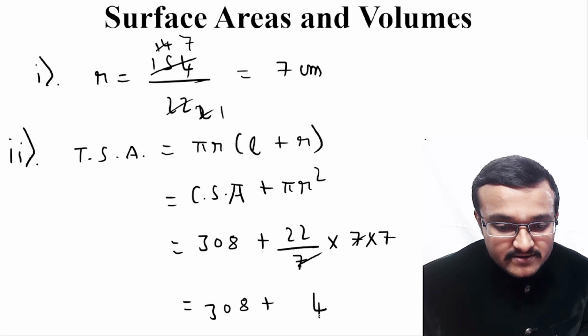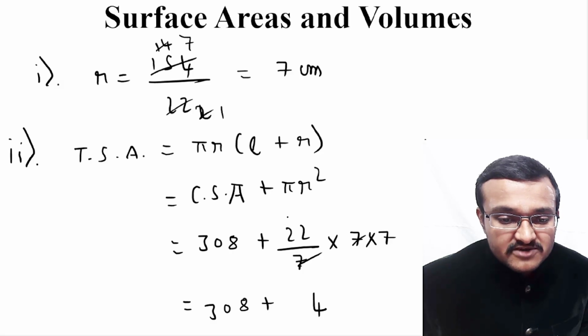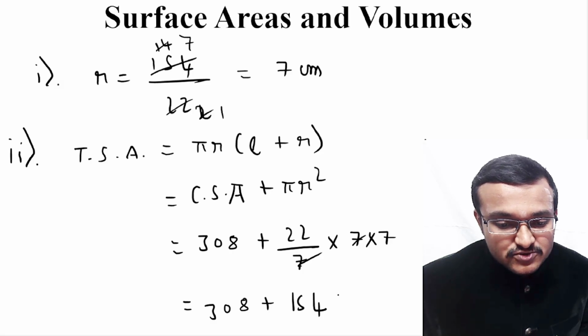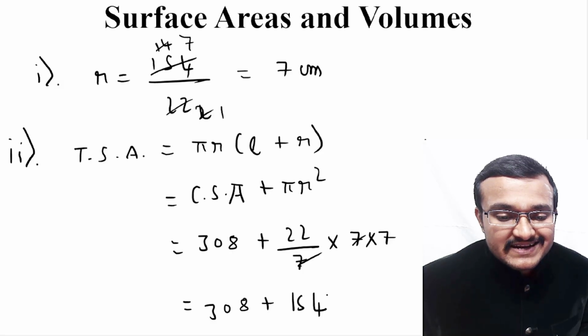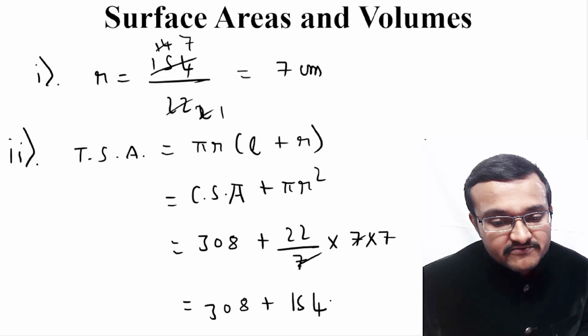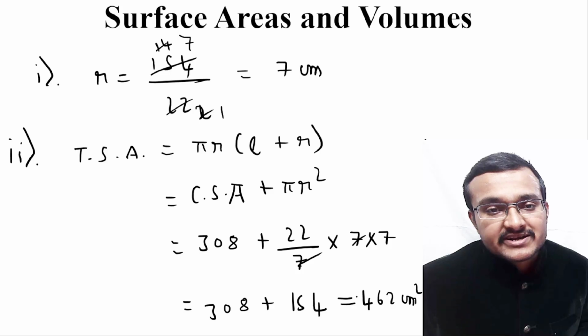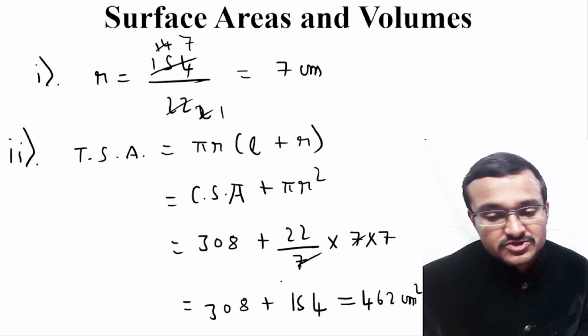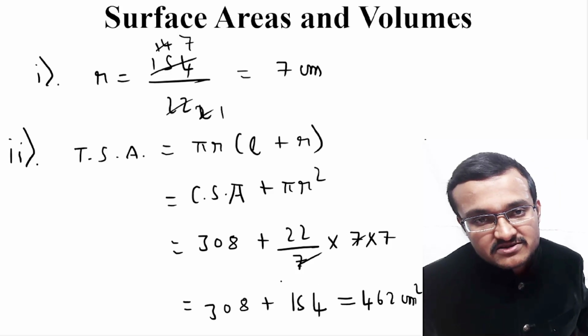So 308 plus 22 into 7 is there. So 7 twos are 14, 1 carry, 7 twos are 14, 14 plus 1, 15. So 154. So 308 plus 154 will be 454 plus 8, so 462 centimeter square. So this is the total surface area of this right circular cone.